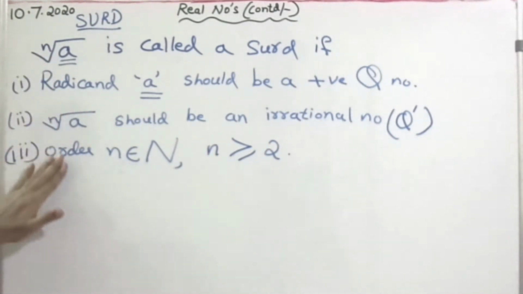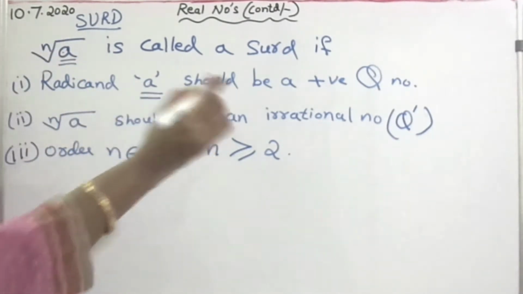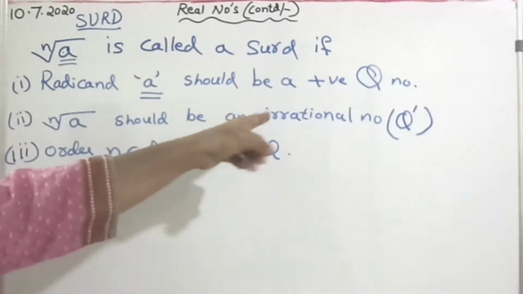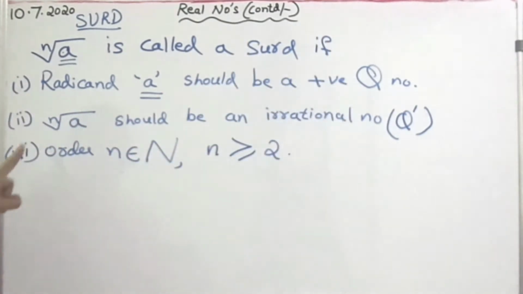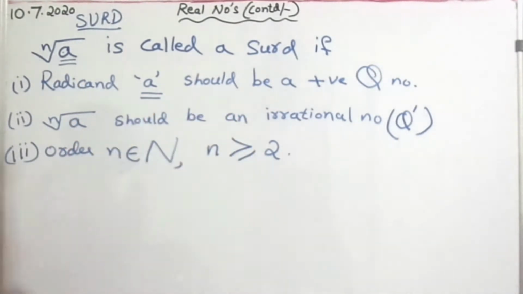When these three conditions are satisfied, then only we can call nth root of a to be a surd. So what are the three conditions? This radicand a should be a positive rational number. Nth root of a should be an irrational number. And order n belongs to natural numbers, n greater than or equal to 2. Copy this and study it by heart because you should know when nth root of a is called a surd. We'll do an exercise, then it will be more clear.